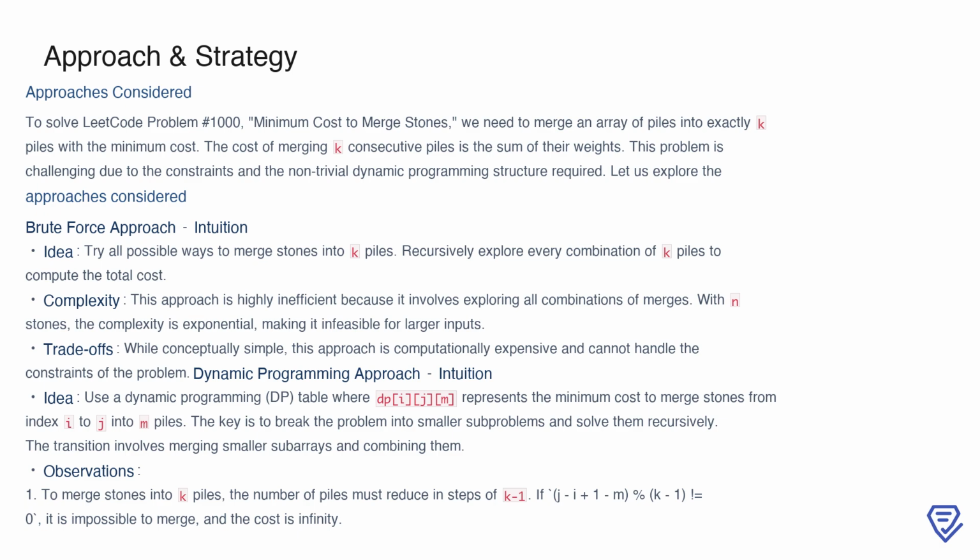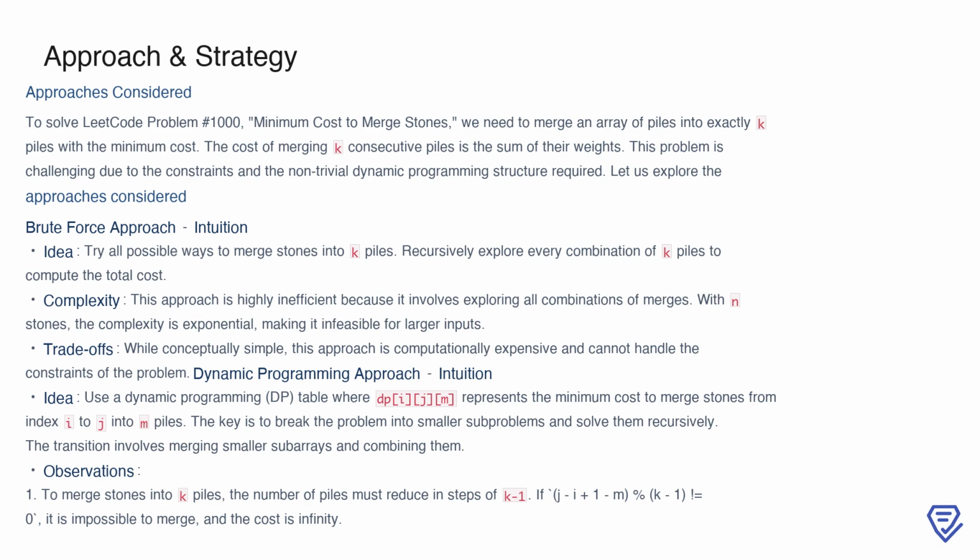To solve the problem of merging stones into exactly k piles with the minimum cost, we need to carefully consider the approaches available, especially given the problem's constraints. One straightforward idea is the brute force approach. The intuition here is simple: try every possible way to merge the stones into k piles by recursively exploring all combinations. However, this method quickly becomes computationally infeasible. With n stones, the number of combinations grows exponentially, making it impossible to solve for larger inputs within a reasonable time. While this approach is conceptually easy to understand, the trade-off is its inefficiency, as the complexity is simply too high.